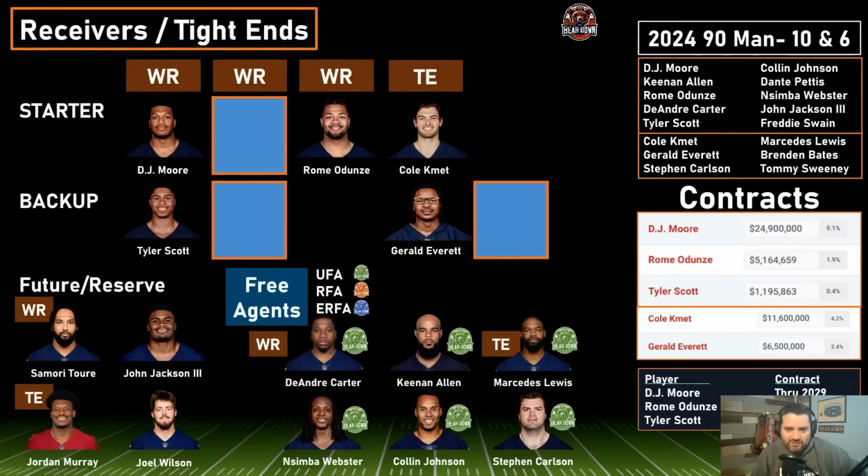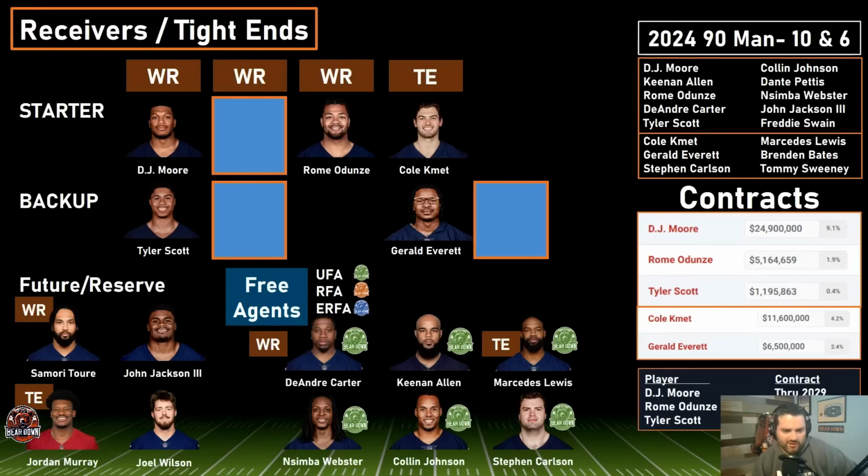Move on to receivers and tight ends. Gerald Everett, a prime candidate to cut if we have a better option. If not, maybe the new regime wants to take him. Kind of beating that dead horse now, but here's our wide receivers. DeAndre Carter, Nsimba Webster, Colin Johnson, and Keenan Allen are all unrestricted. Mercedes Lewis, Steven Carlson, all unrestricted.